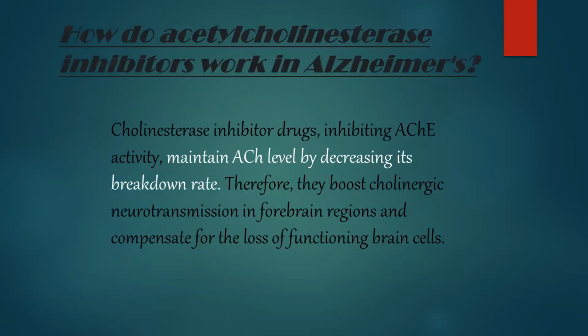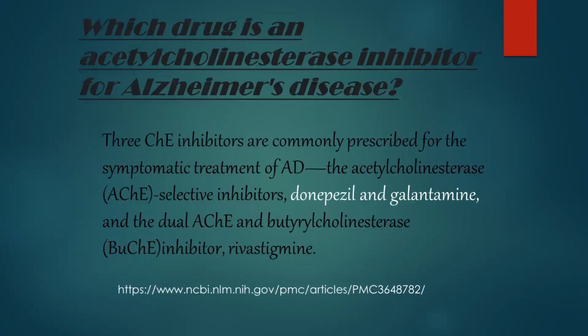How do acetylcholinesterase inhibitors work in Alzheimer's? Cholinesterase inhibitor drugs inhibit AChE activity and maintain ACh levels by decreasing its breakdown rate. Therefore, they boost cholinergic neurotransmission in forebrain regions and compensate for the loss of functioning brain cells.